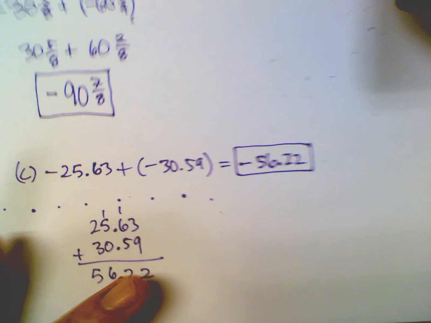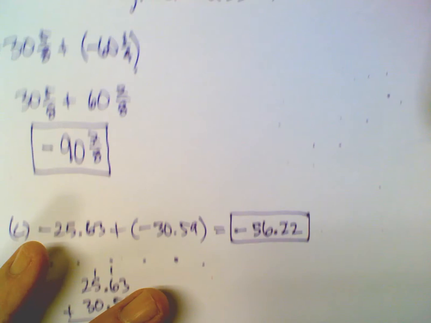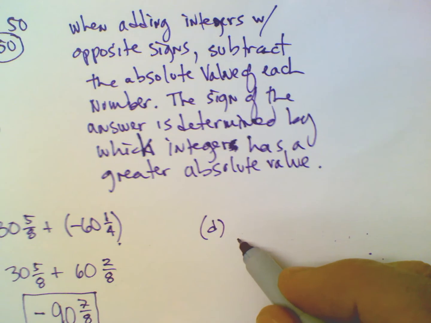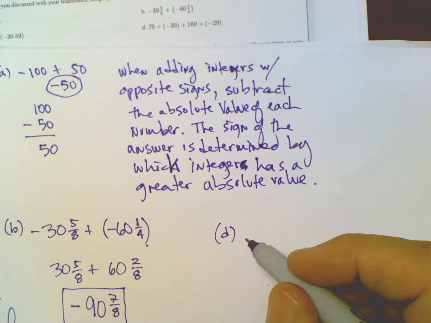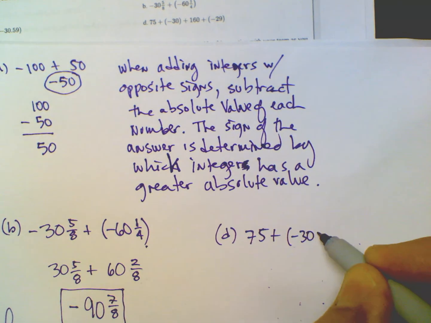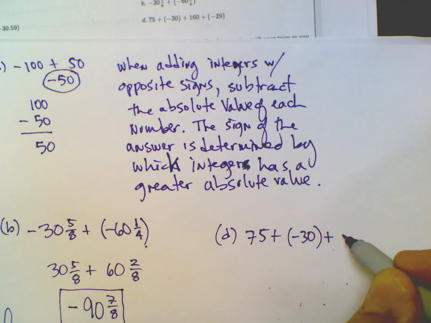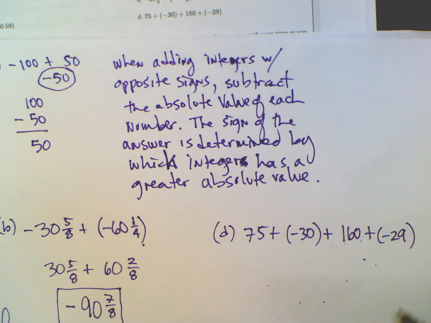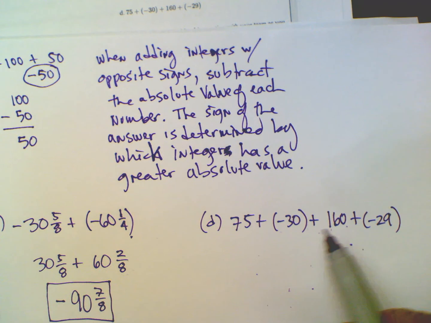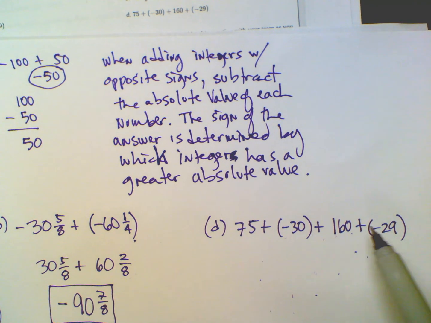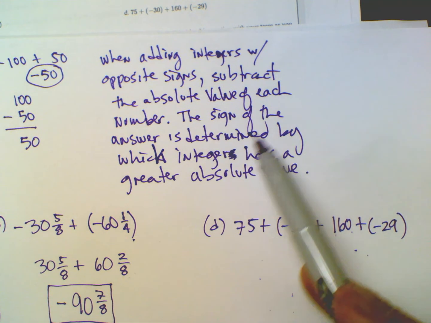Okay, last one, D. It's 75 plus negative 30 plus 160 plus negative 29. We've got a few things happening here. I'm going to add this one straight across to practice my skills.